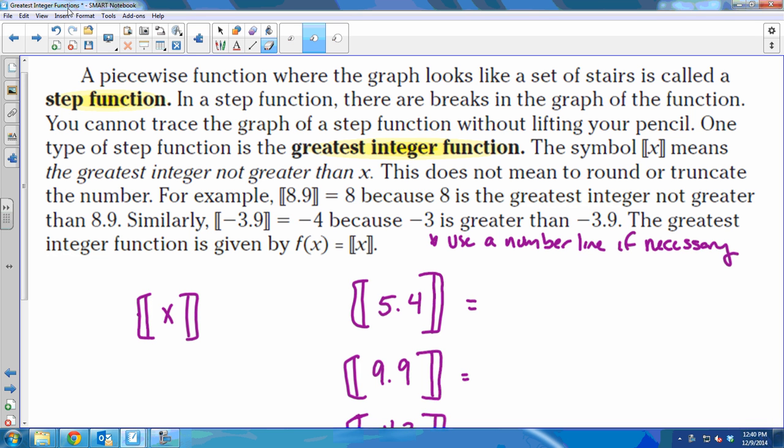In learning target 2, we're talking about a special type of piece. It's called a step function or a greatest integer function. This is a new thing. Just like you learned absolute value before, you learned how to square stuff before, this is a new thing. You've never seen this before probably. And so you have to listen so you know what it means.